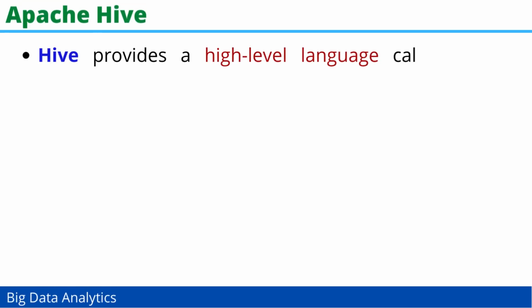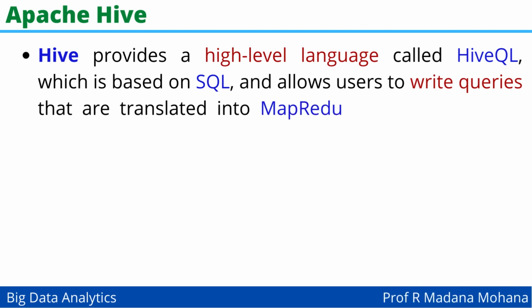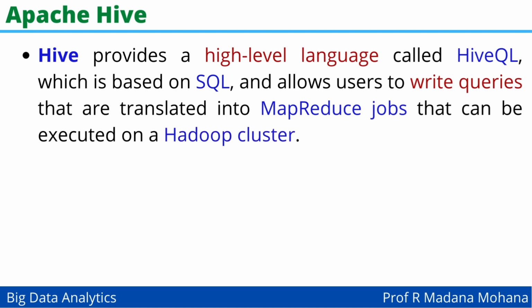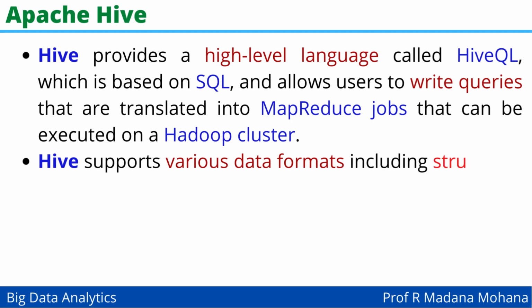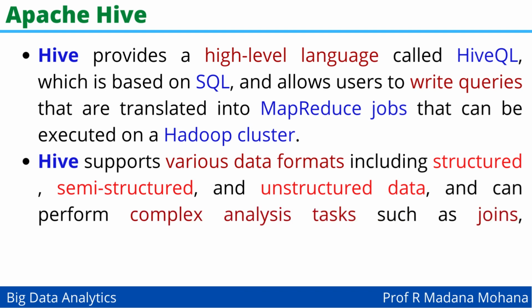Hive provides a high level language called HiveQL, which means Hive Query Language, which is based on SQL and allows users to write queries that are translated into MapReduce jobs that can be executed on a Hadoop cluster. Hive supports various data formats like structured data, semi-structured data, and unstructured data, and also performs complex analysis tasks such as joins, aggregation, and filtering.